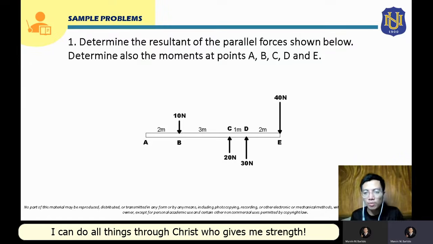Now, let's try to solve a problem here. The first sample problem is: determine the resultant of the parallel forces shown below. Determine also the moments at A, B, C, D, and E. This sample problem is actually about couples, but we will see how the concept of couple applies here. Let's try to solve this.